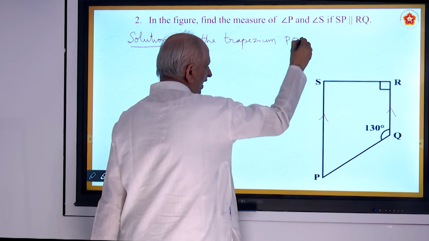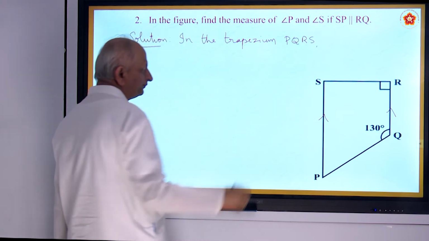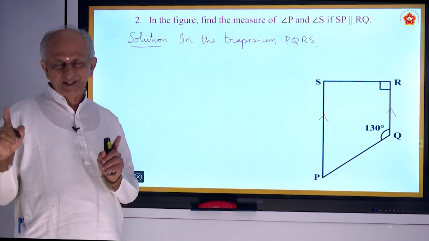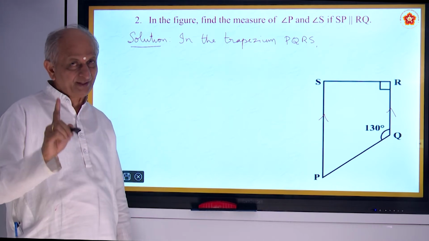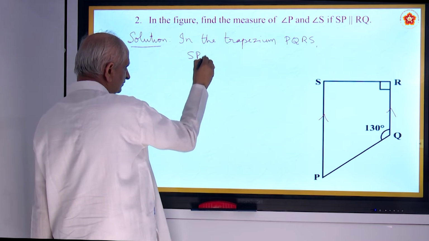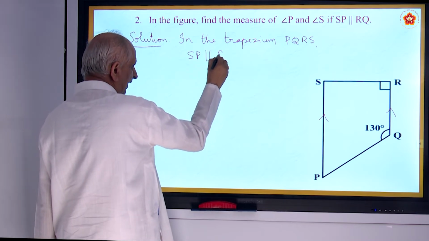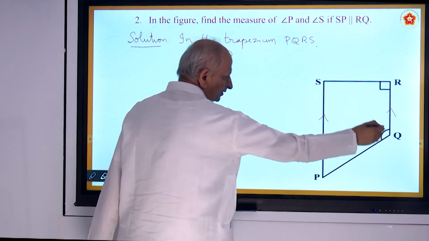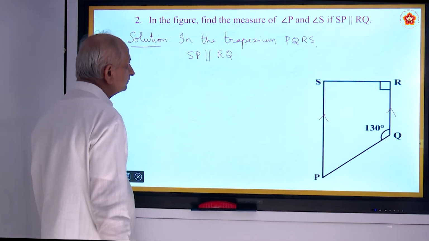PQRS, correct? Why is it a trapezium? One pair of opposite sides are parallel but not equal. What is the name of that? SP is one side parallel to RQ. See the figure. This is SP. This is RQ. They are parallel.